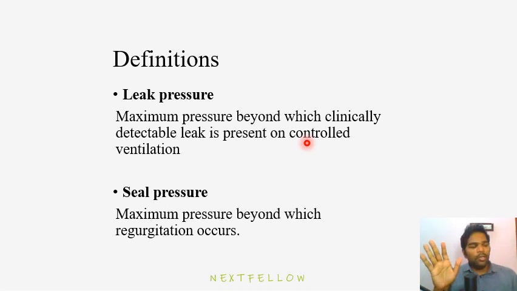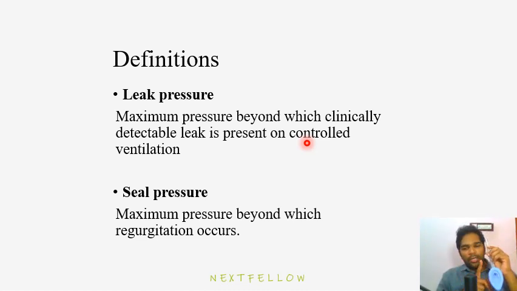I will tell you. Normally when you give positive pressure ventilation, your airway pressure will be shown on the machine. It should not go more than 20 centimeters of water. If it goes more than 20 centimeters of water, air will leak, not through the cuff, but around the larynx. It won't go into the larynx. Air will leak out of the larynx. So that is called leak pressure.